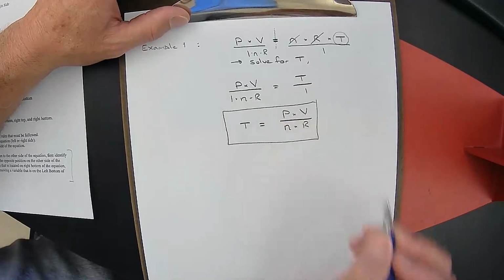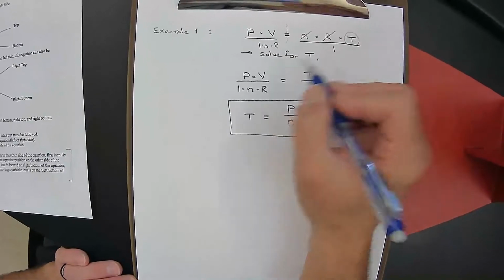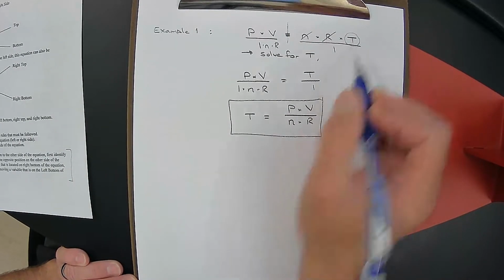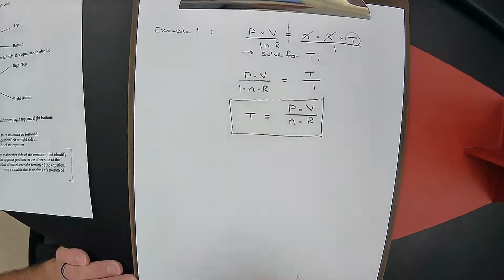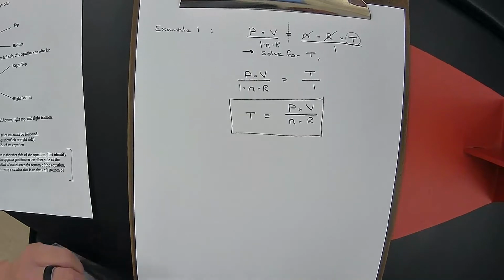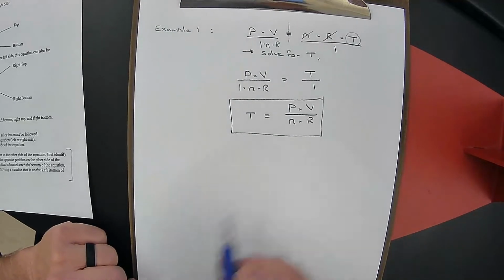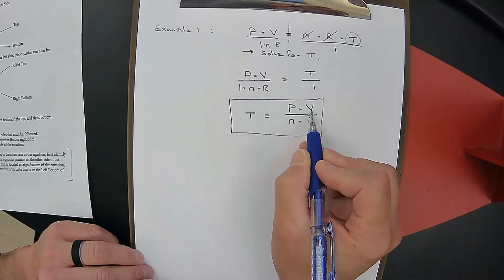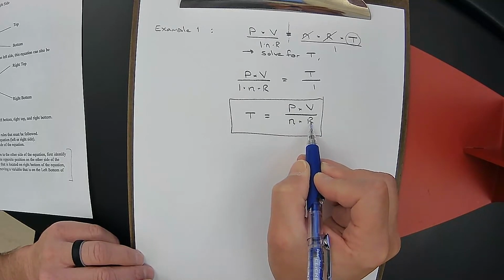That's our final equation. When we are asked to solve the equation for the unknown variable temperature, we end up with temperature equals pressure times volume over N and over R. One of the things we need to be careful of when putting actual numbers and units in is that a lot of students will put the number for pressure multiplied by volume divided by N and then multiplied by R.